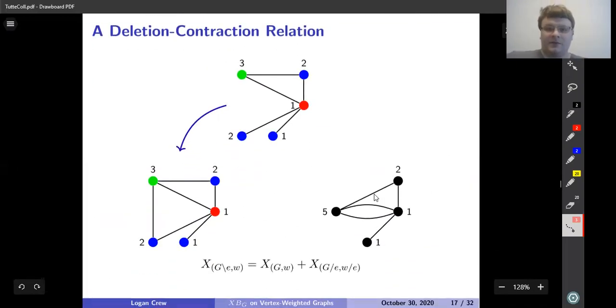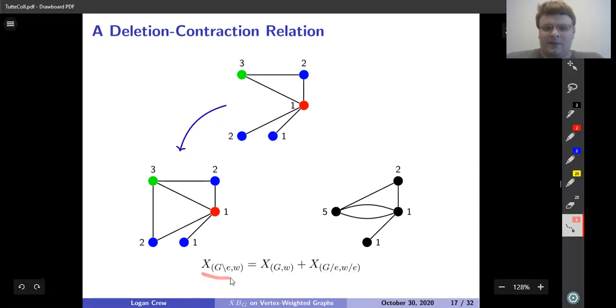So why is this true? For X_G, the proof is exactly the same, basically. I do the same thing as before. So here, these vertices are colored, but they also have weights. So the colors represent the, well, color. And the integers next to them represent the weight of the vertex.